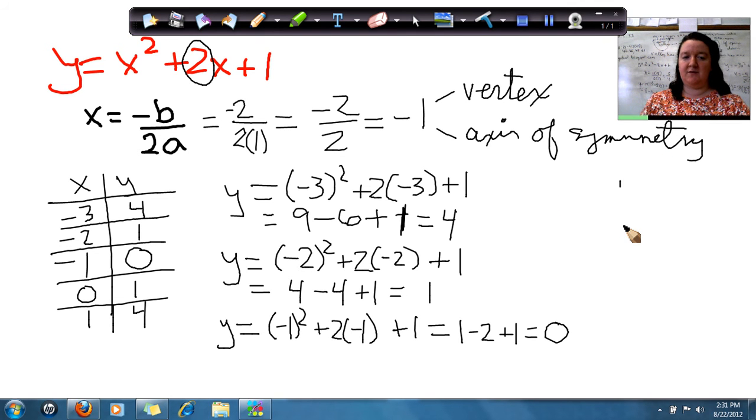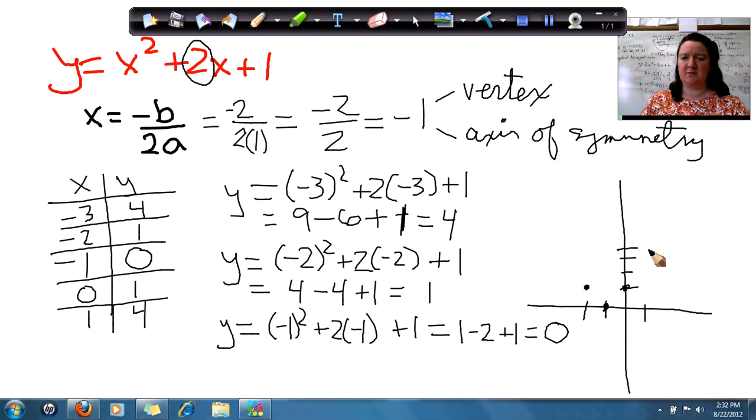And we're going to graph this. So I'm going to start out at my vertex, which is negative 1, 0, which is going to be right there. And then I'm going to go 0, 1. The second point, and I know that negative 2 is also at 1. And then if I go out to 1, it's going up to 4. So 2, 3, 4, and if I'm moving it that way, it's also going to be up to 4.